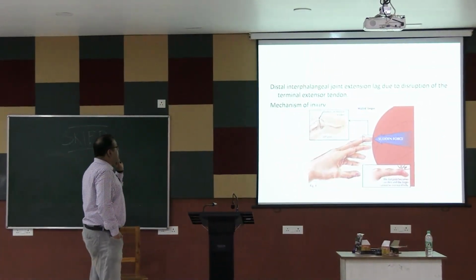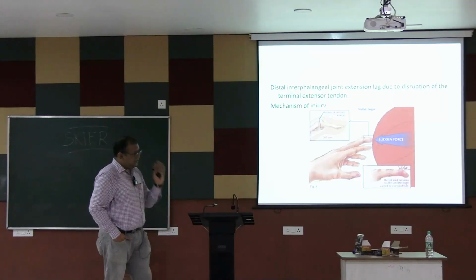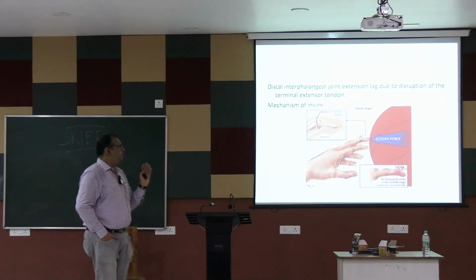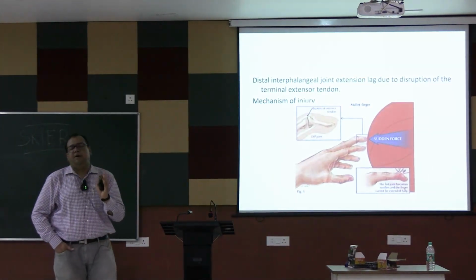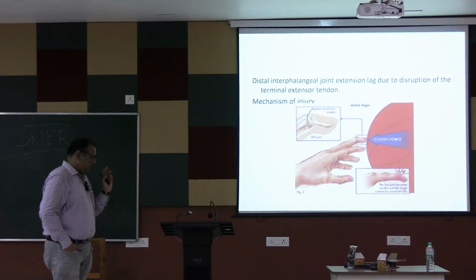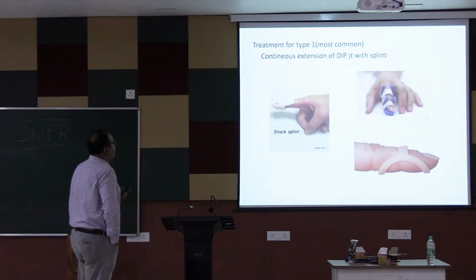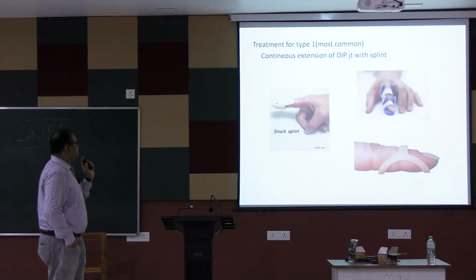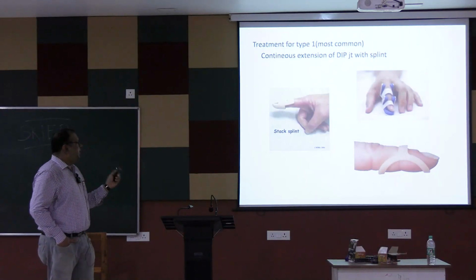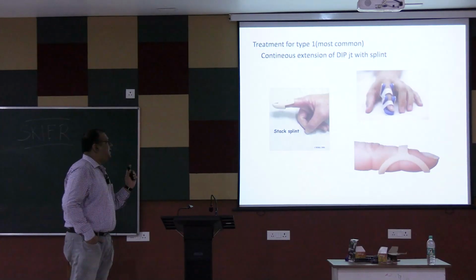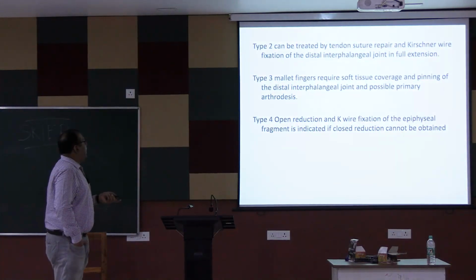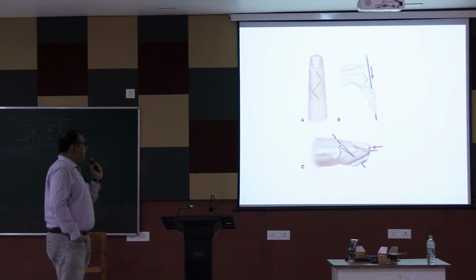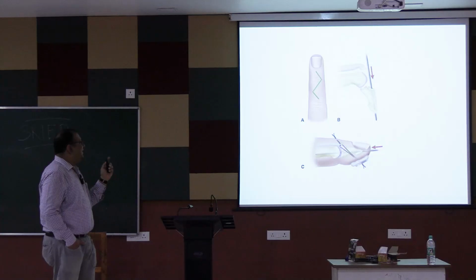So what you need to remember is the distal interphalangeal joint extension is hampered due to the disruption of the terminal part of the extensor tendon. That is the mallet finger. Don't need to know the types. Basically, treatment is, if it is grade 1, then you go for splinting. Splinting will do. This is a stack splint or an extensor splint. And if it is, again, there is a KO here. So you need to manage it by KOAS.